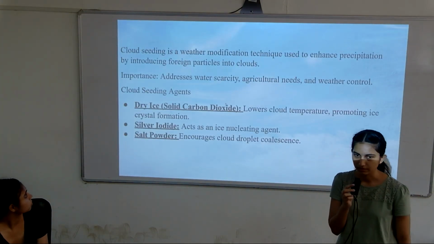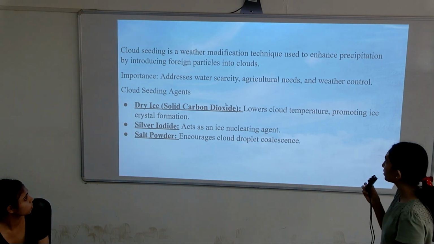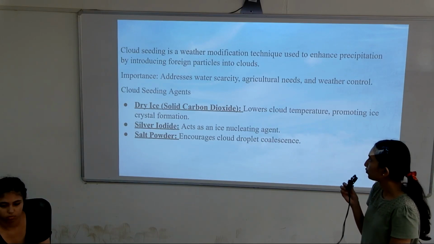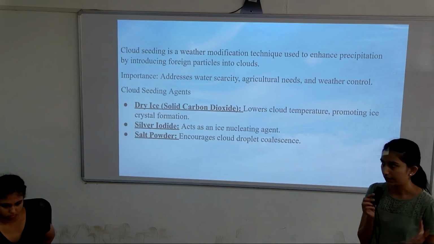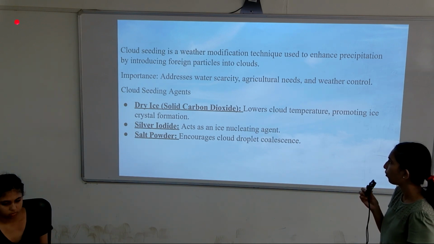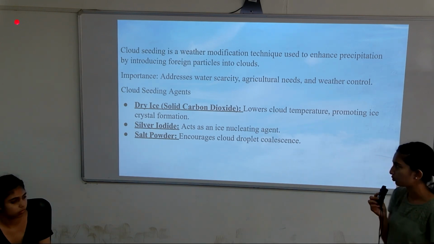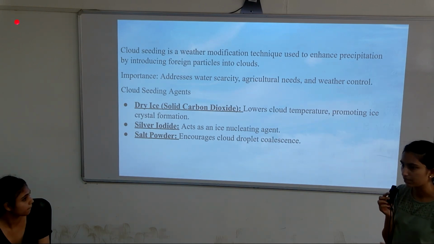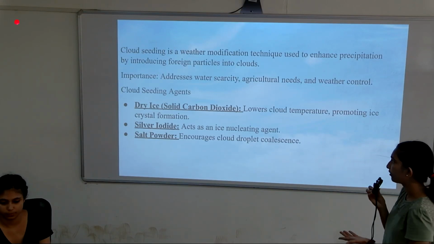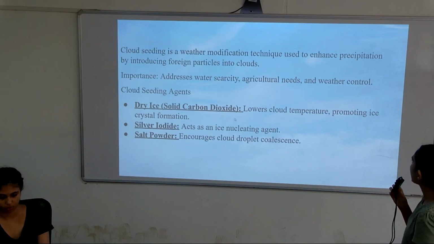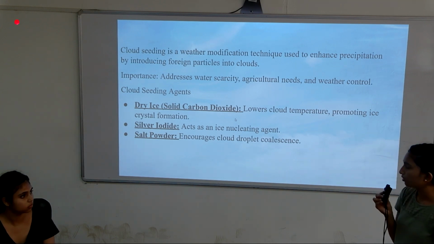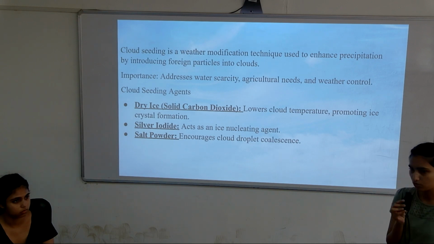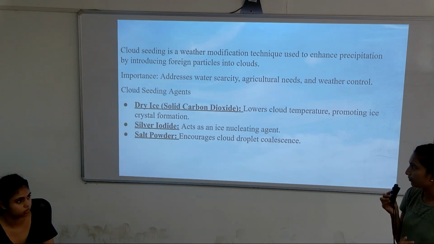So what is cloud seeding basically, and why do we do it? Cloud seeding is a weather modification technique used to enhance precipitation by introducing foreign particles into the air, which leads to the formation of cloud. Why do we have to do this? The main reason is to address water scarcity and agricultural problems. We can also use it for agricultural needs and weather control. Different agents are used, mainly dry ice, silver iodide and salt powder for cloud seeding.